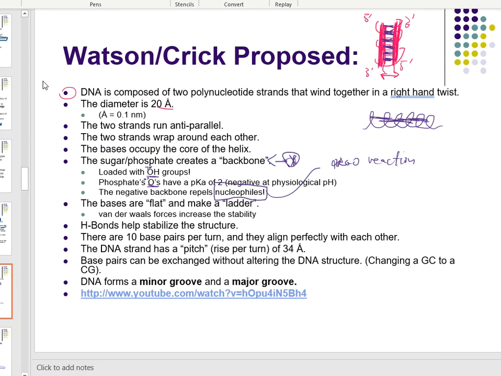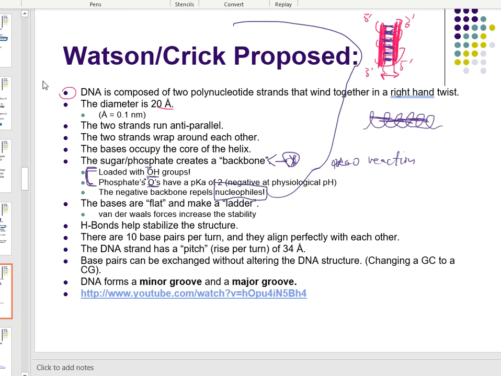Well, the good thing with DNA is that these are loaded with negatives on the outside of the helix. Who cares about the middle? But the outside layer of the DNA is negatively charged all the way around due to the OHs of the sugar and due to the O's of the phosphate. And that is why a nucleophile, when it comes into the presence of DNA, whoop, away it goes, because this thing is loaded with negative, and this thing's already negative, and two negatives repel each other. They don't want to hang out with each other.